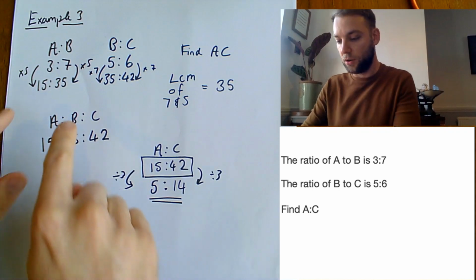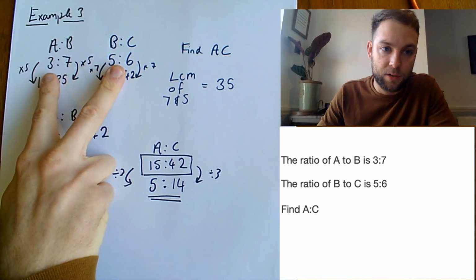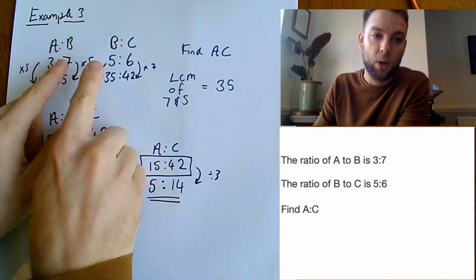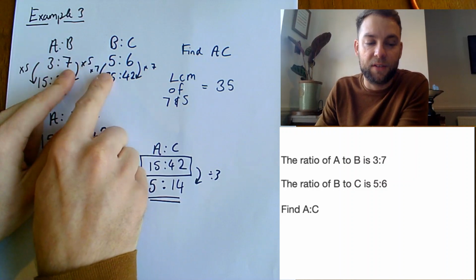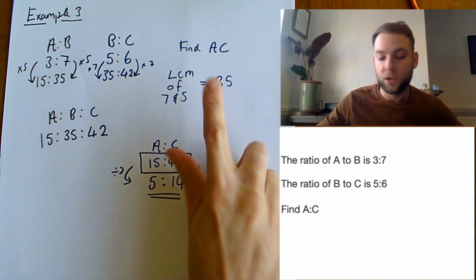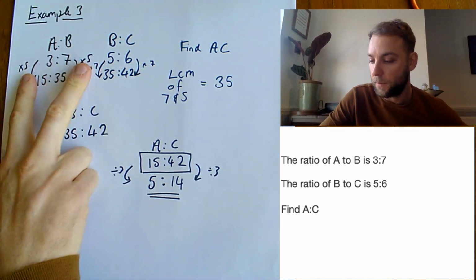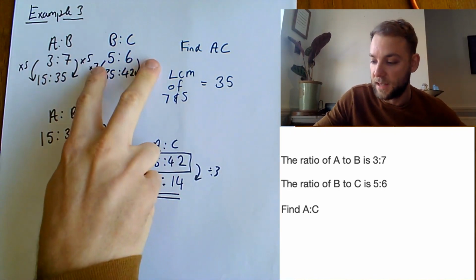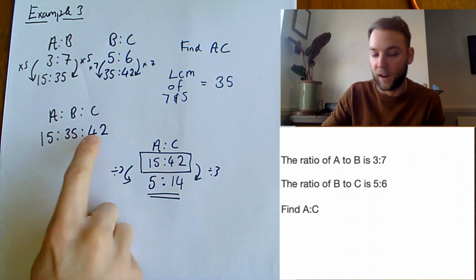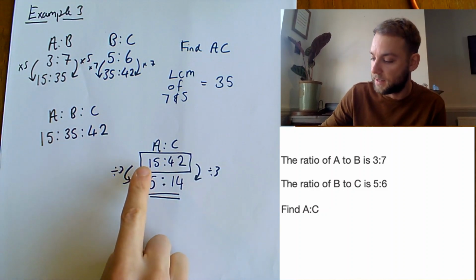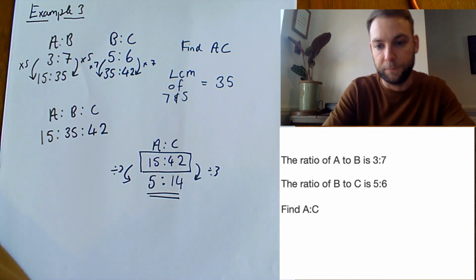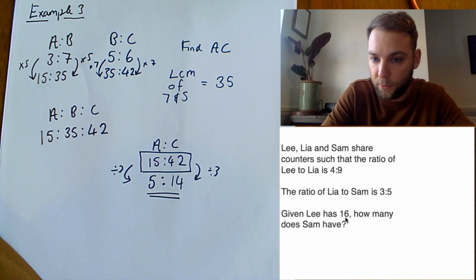So just to make sure, we want to combine these ratios. The thing that we're going to combine is the one that's the same, which is B. We can't combine these because the 7 and the 5 are different, so we need to scale them up to make sure that they are the same. The lowest common multiple is 35. So times this one by 5 to get this B is 35. Times this one by 7 to get this one is 35. So I can write A to B to C is 15 to 35 to 42, which gives me the ratio of A to C is 15 to 42, which I can simplify if I want. Brilliant. So that was example 3.